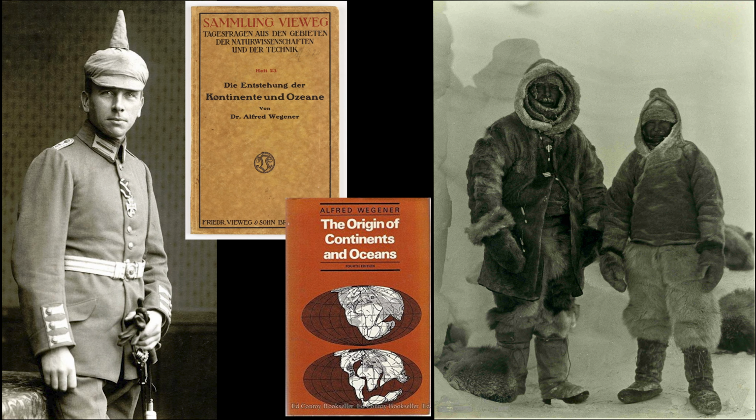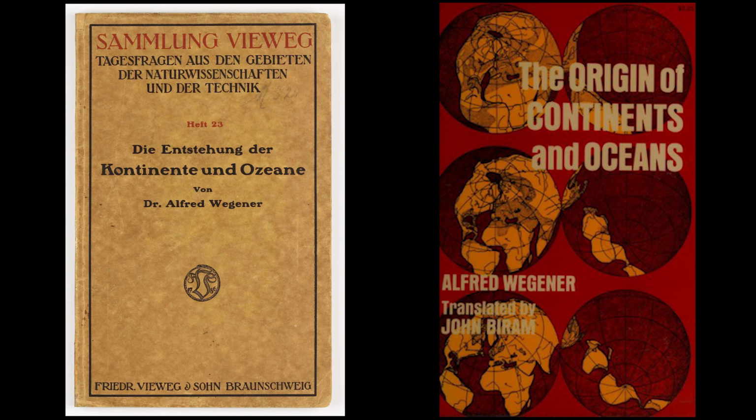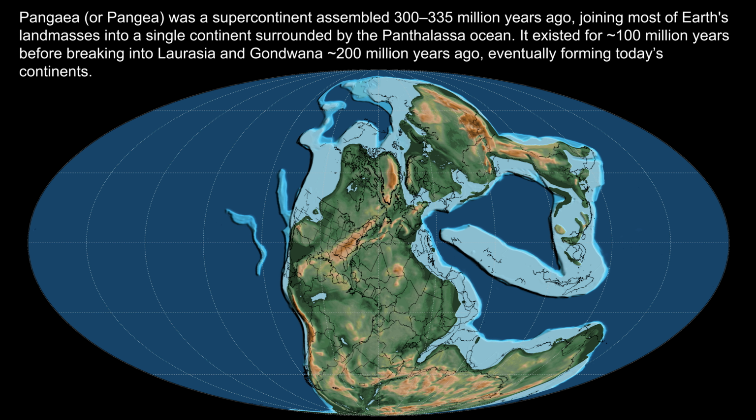In 1915, Alfred Wegener, a German meteorologist, was recovering from wounds suffered in World War I. He wrote a book about the breakup and drift of continents in which he laid out the remarkable similarity of geologic features on opposite sides of the Atlantic Ocean. In the years subsequently, Wegener postulated a supercontinent that he called Pangaea, Greek for all lands, that broke up into the continents we observe today.